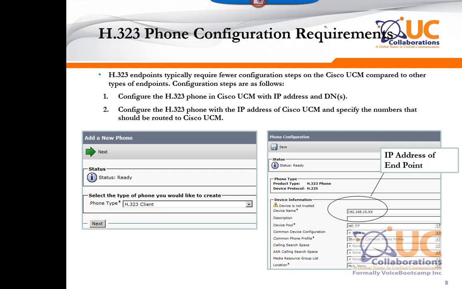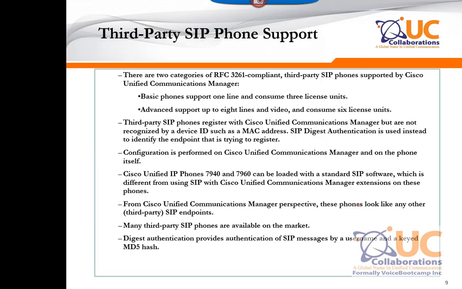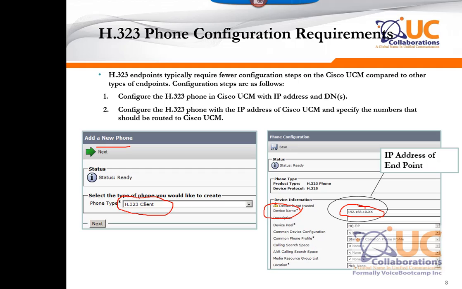Now, to add a third-party SIP or H.323 client is very straightforward. You go to your Call Manager, add a new device, and then you simply select the phone type. Regardless of what phone model you have, the phone type is always going to be H.323 client. Now the device name has to be the IP address or the fully qualified domain name of that device. So whatever phone you're using, that phone must have an IP address, and that should be the device name in your Call Manager. If you're not comfortable using an IP address, then you can use a fully qualified DNS name. One thing to keep in mind: when you register a third-party SIP or H.323 phone, the registration status is always going to be unknown.